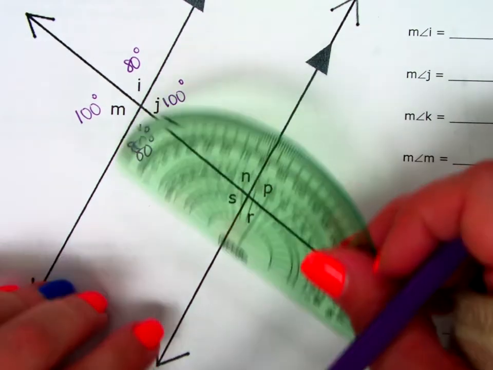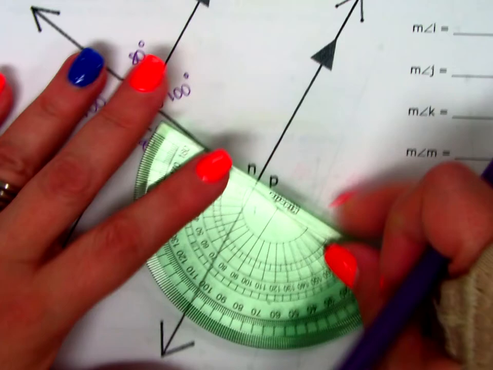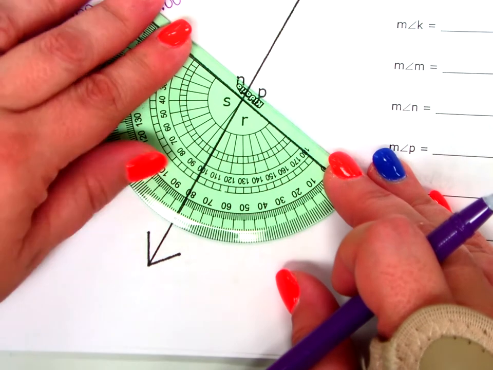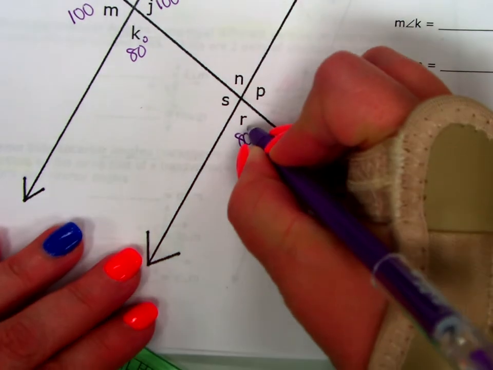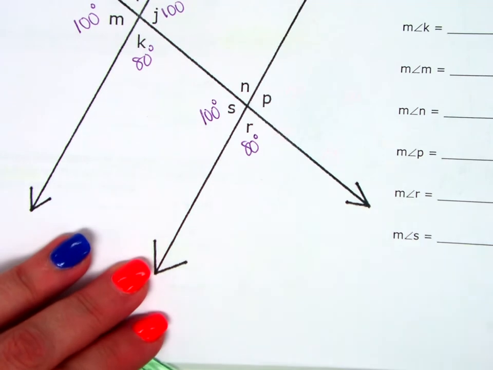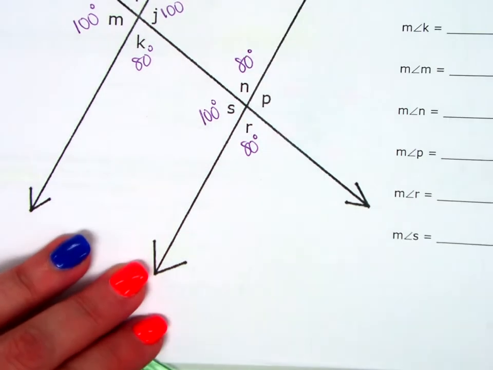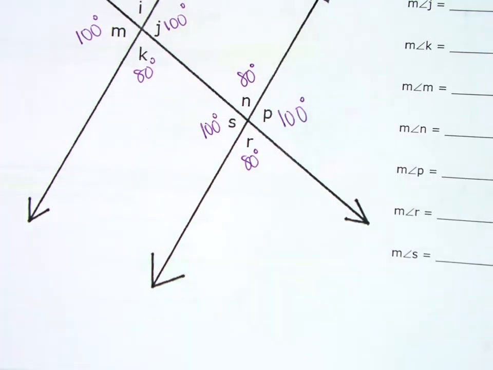All right. Next one. Which one do we want to measure? N, P, S, or R? R. Okay. If I'm going to measure R, how big is R? 80. So S is 100. N is 80. P is 100. Okay. And then we're going to do the same thing we did before.